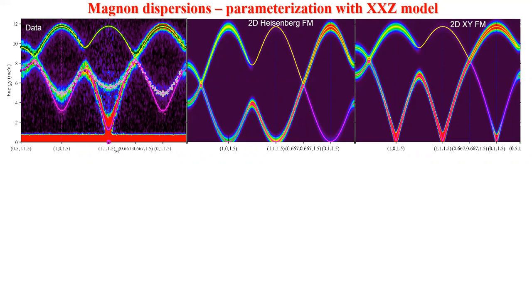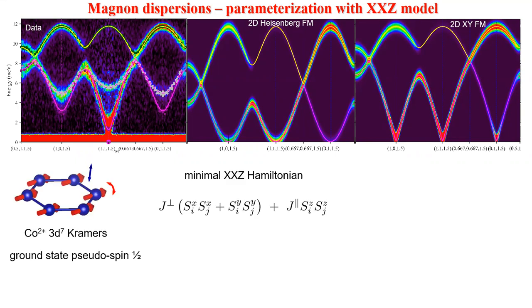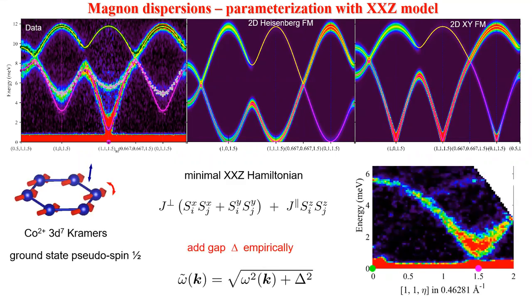And now the next stage is to add coupling between the layers with some interlayer dispersion. We do that by assuming that all the couplings can be of easy-plane form. And one thing that we put in by hand in this parameterization is the presence of a gap.